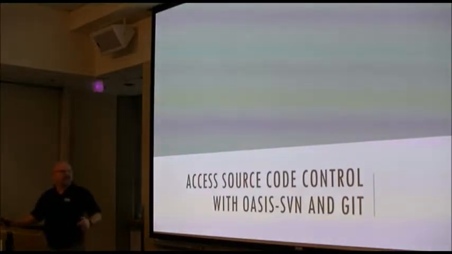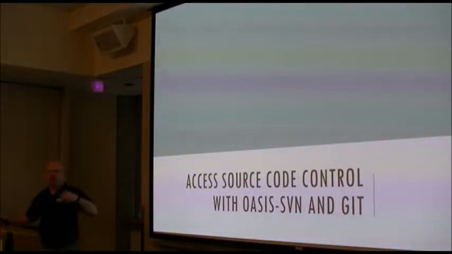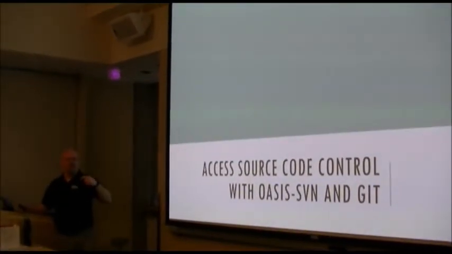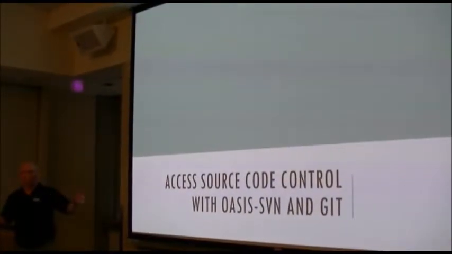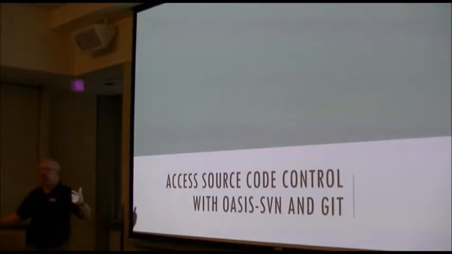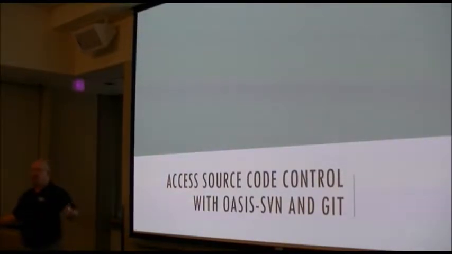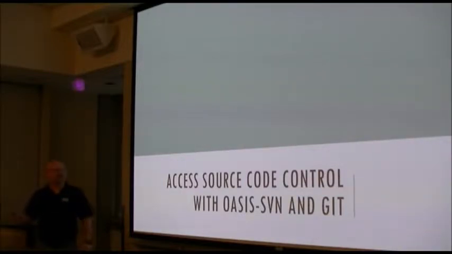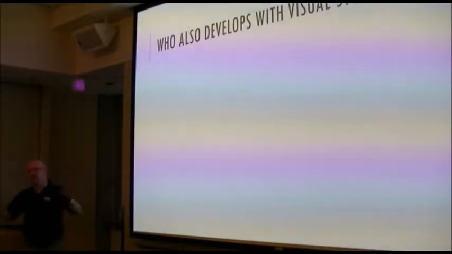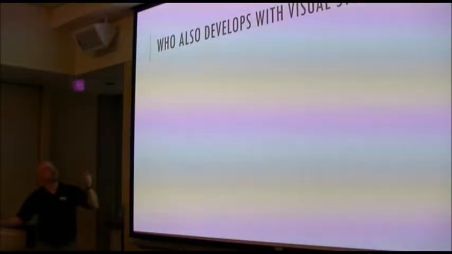What we're going to talk about today is a quick overview of how you can use source code control with Access. And we're going to look at a couple tools. One's called OASIS, and the other is Git, which you've probably all heard of, GitHub or Git this or Git that. We're going to keep it high level, but I wanted to start with a show of hands.